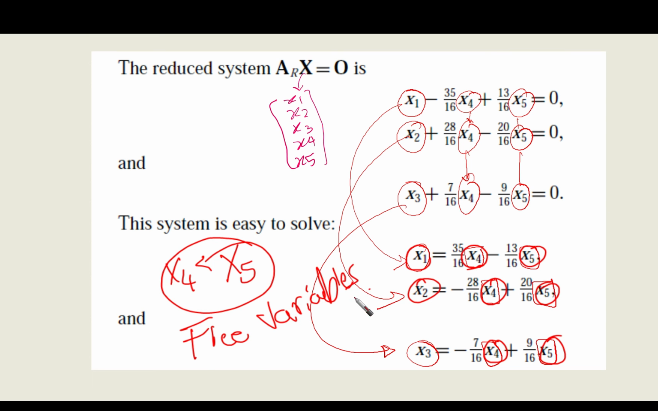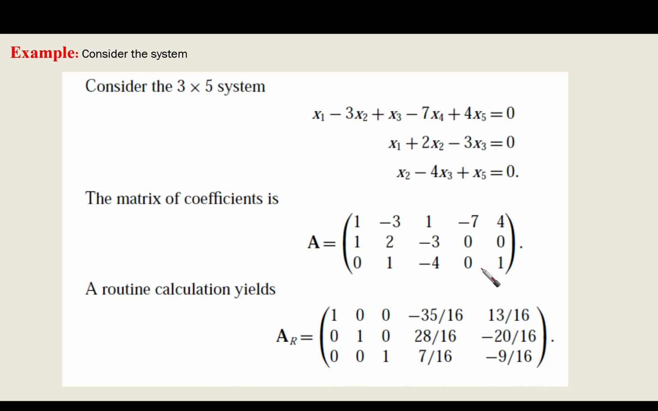Okay, they are our free variables. How can we tell this? Yes, from here, from the reduced matrix. Now we can get the benefit from having the reduced matrix. We can get the benefit of reducing our matrix.